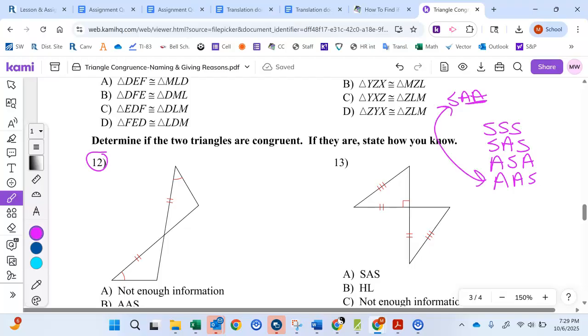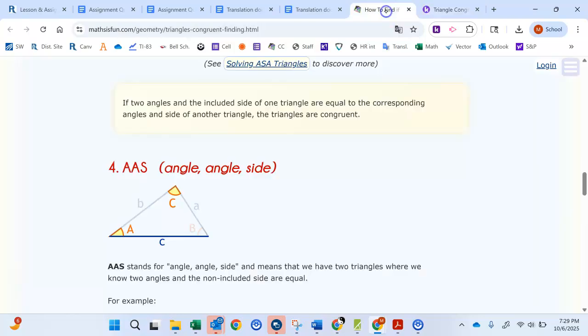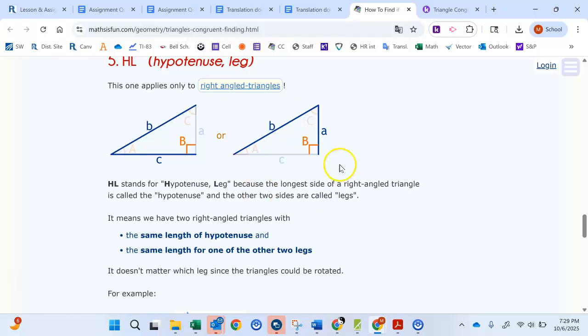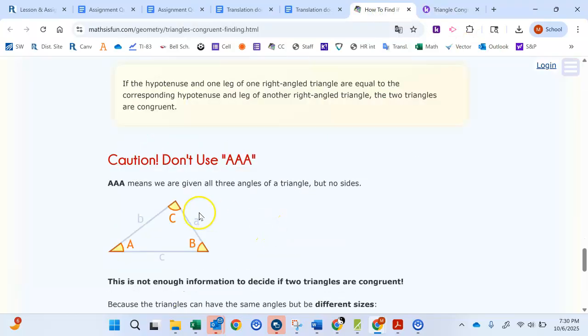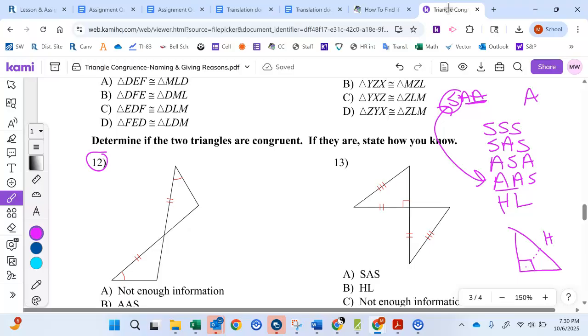But you have 2 angles in a row and then a side. Okay. So let's see, number 5 is HL, hypotenuse and a leg. Remember, the hypotenuse is going to be opposite the right angle. That's your hypotenuse. So that's what they mean by hypotenuse and leg. Are there any others? We cannot do AAA. That's a no, no, no. That is not a valid one.